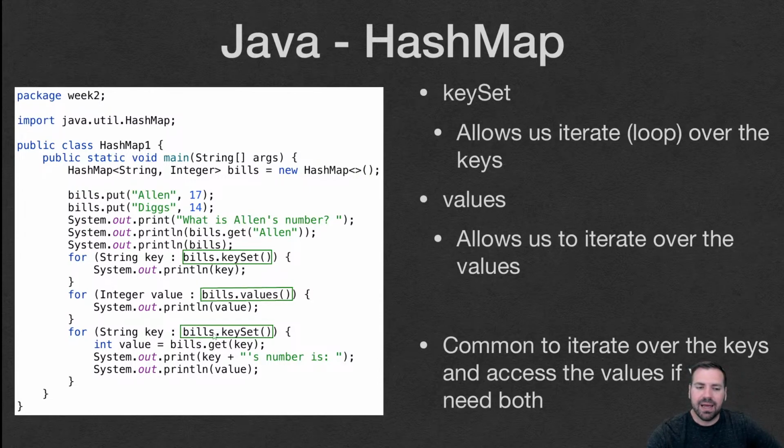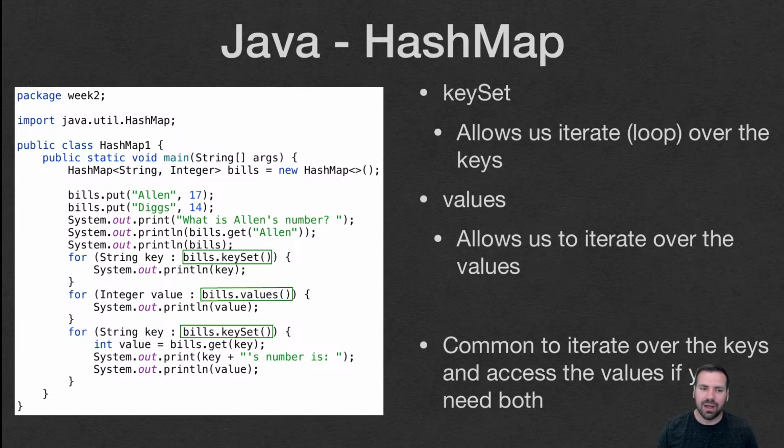And then it's very common, the pattern that I like the most is to iterate over the key set, and then the very first line of my loop, get the value at that key. Now I have access to the key and the value simultaneously, and I have full control over how I want to iterate over this data, how I want to work with it.